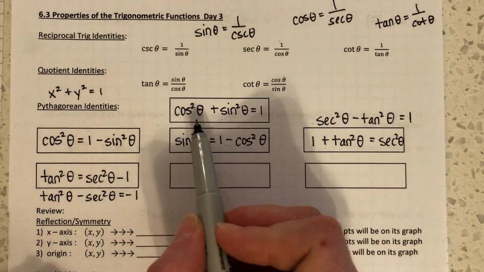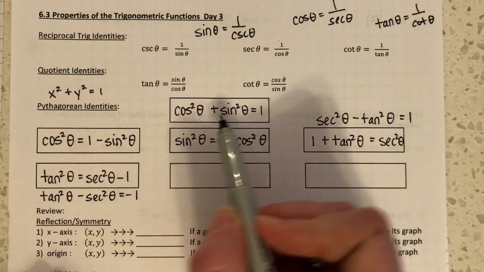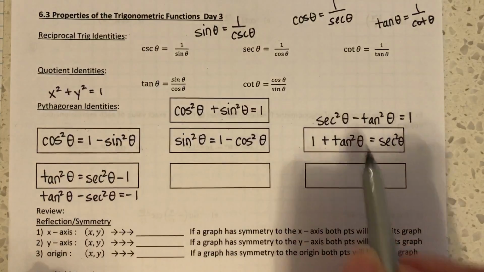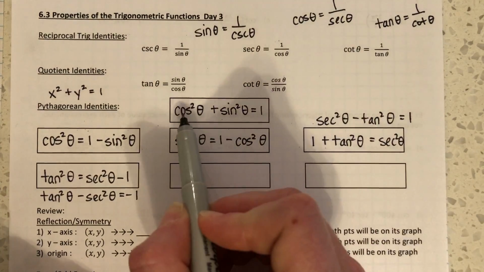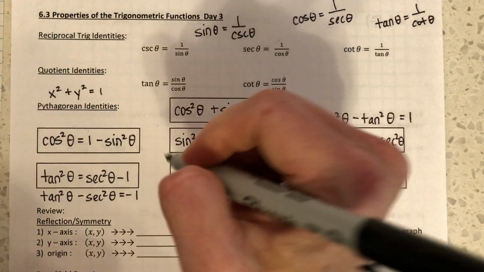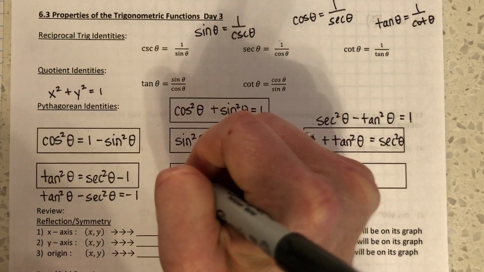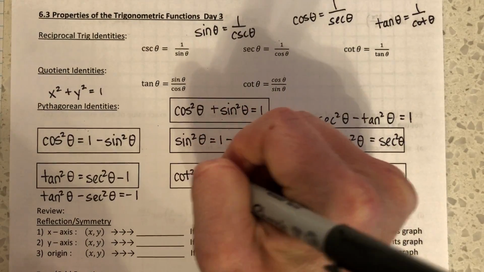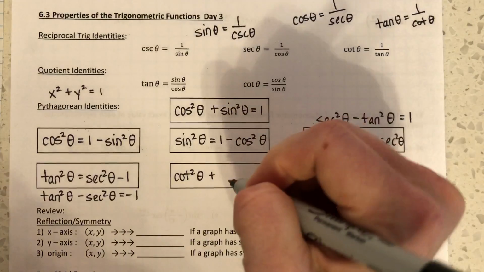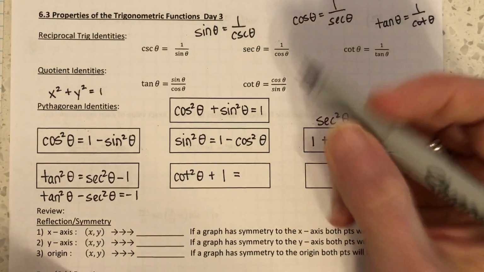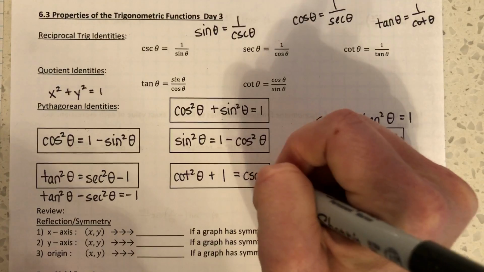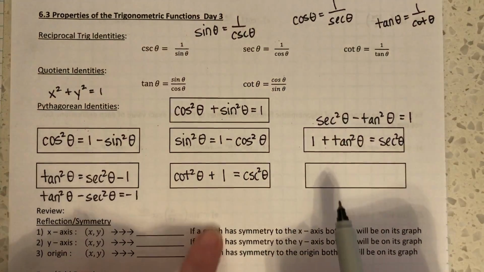All right, well then I could go back to the original Pythagorean identity. I call him the mom and dad. He's the parent of all of your Pythagorean identities. And I could go through and divide by sine squared theta. So if I divided this by sine squared theta, I would have cotangent squared theta. Plus, if I divided this by sine squared theta, I would get 1. And it would equal, if I divided 1 by sine squared theta, I would get cosecant squared theta. All right, I could come over here.